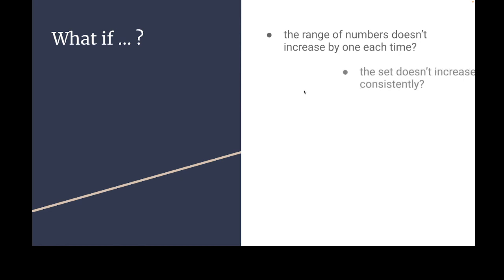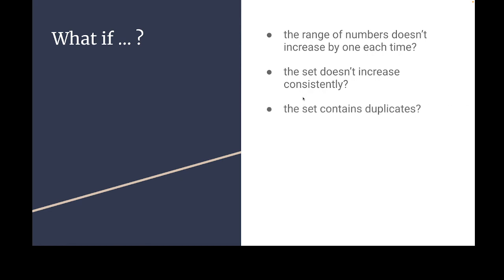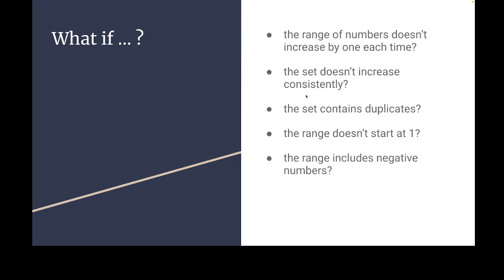Now, as we go through this sort of algorithm design process, one of the things we need to do is question. We need to be critical of our process. We need to test some of our assumptions and ask questions like, does the range of numbers increase? What if the range of numbers doesn't increase by 1 each time? If the set doesn't increase consistently, if the set contains duplicates, the range doesn't start at 1. Are there other patterns within these sort of questions that we can identify, or does this break our algorithm?